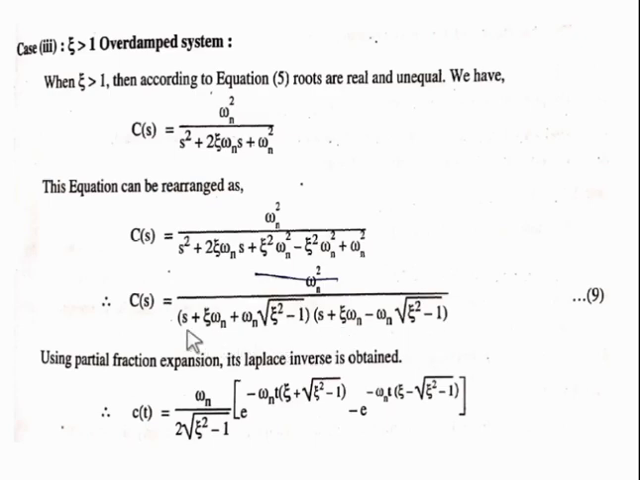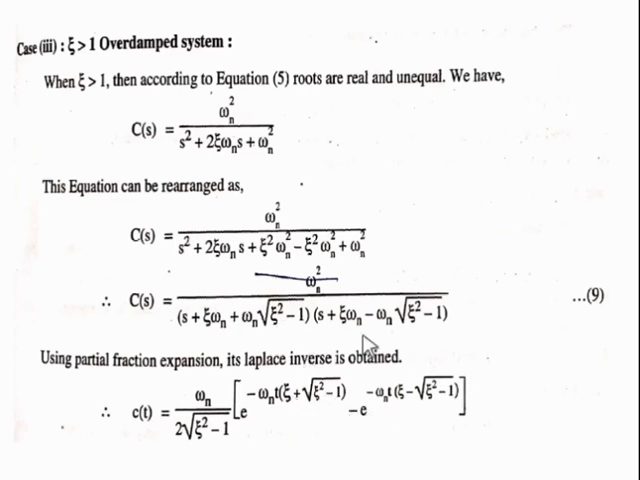The remaining term is known as A. S plus A, where A is zeta omega n plus omega n under root zeta square minus 1. Here s plus A is this. So the Laplace inverse of 1 over s plus A is e raised to minus A t. But A equals zeta omega n plus omega n under root zeta square minus 1. If we take common omega n, the remaining term is zeta plus under root zeta square minus 1.